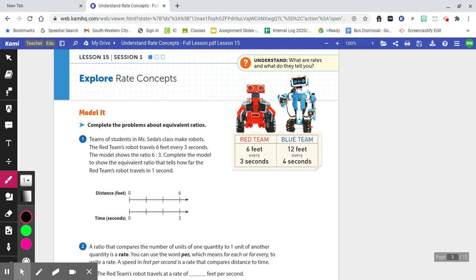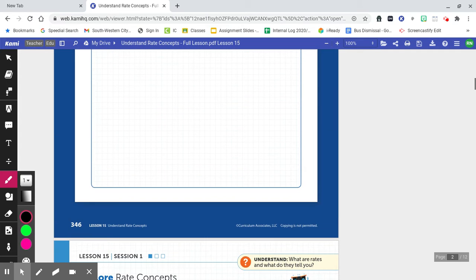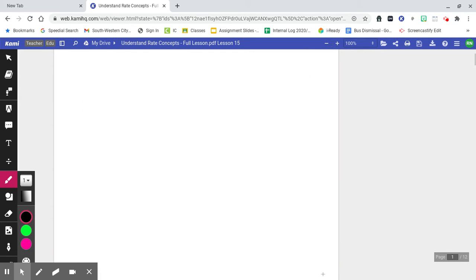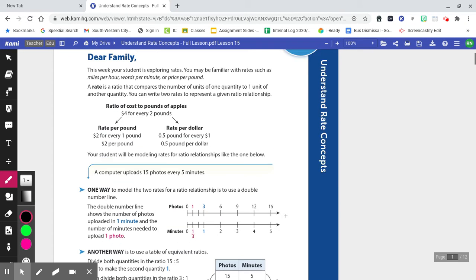Today we are doing Lesson 15, Session 1, Explore Rate Concepts. And this is on page 347, so make sure you have a pencil and your book is open to page 347. I did want to point out the family letter that is on page 345.